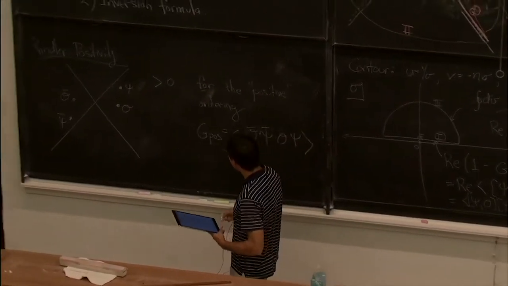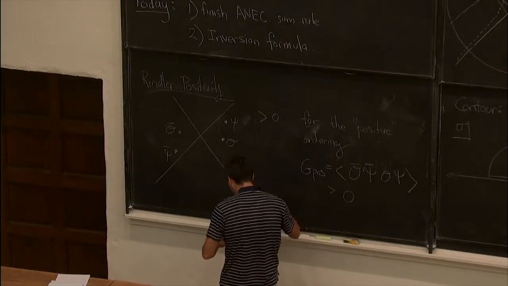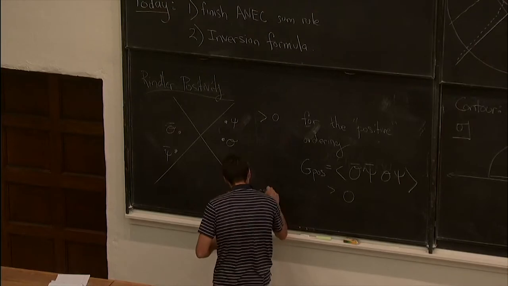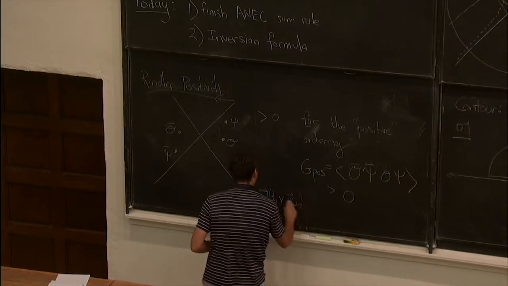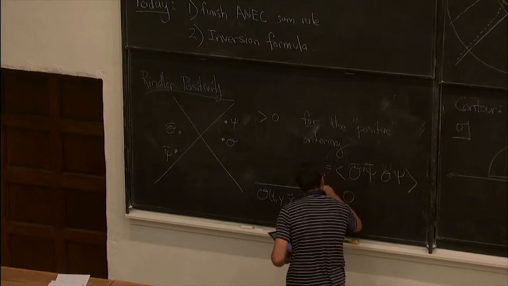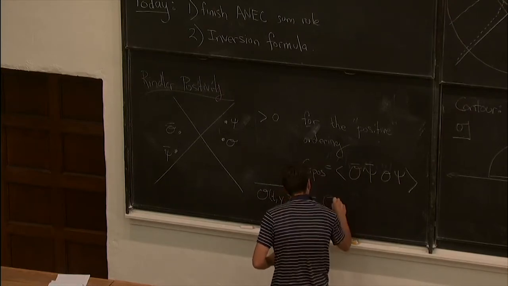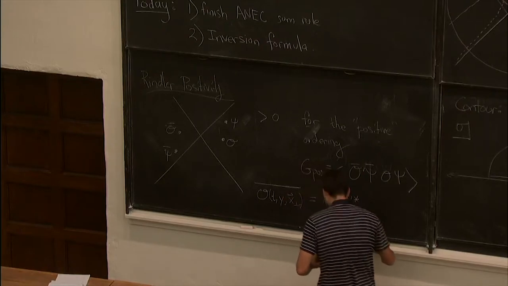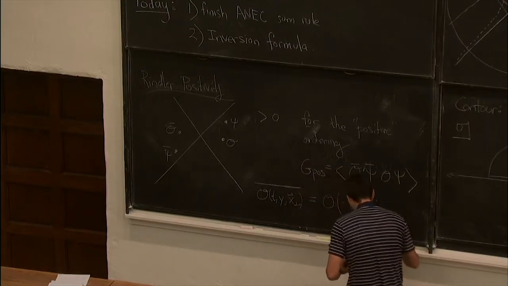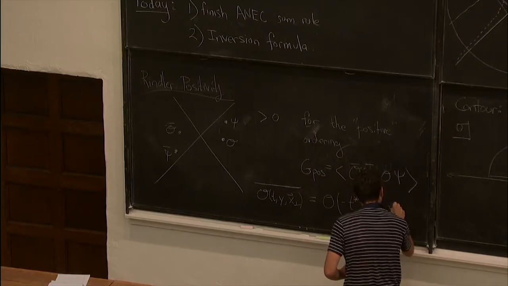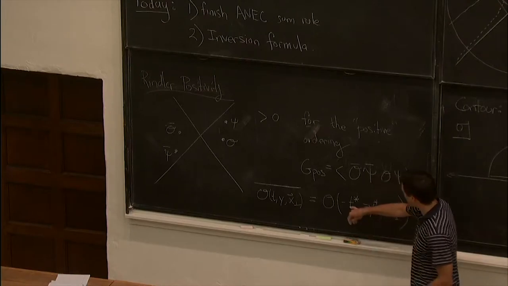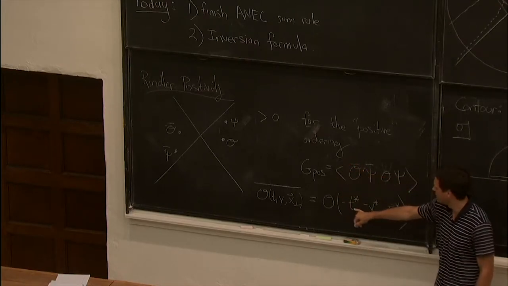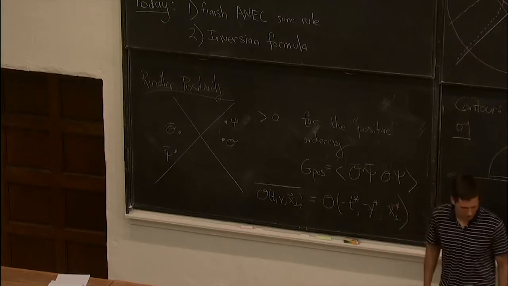The definition of bar here was implicit in this picture, but let me write it explicitly. The definition of bar, O of T, Y, X perp bar, is O of minus T star, minus Y star, X perp star. That is, in Minkowski language, we reflect T and Y. Then everything also gets conjugated.